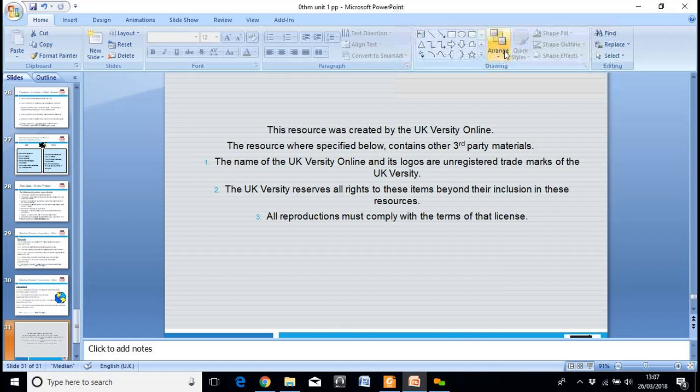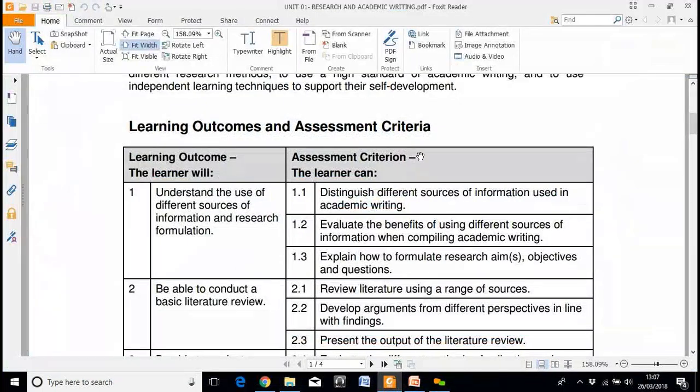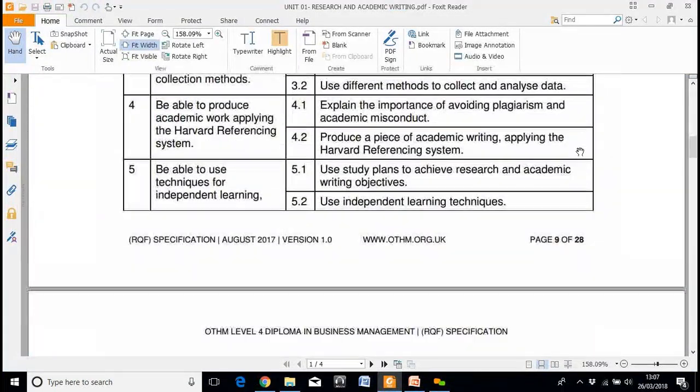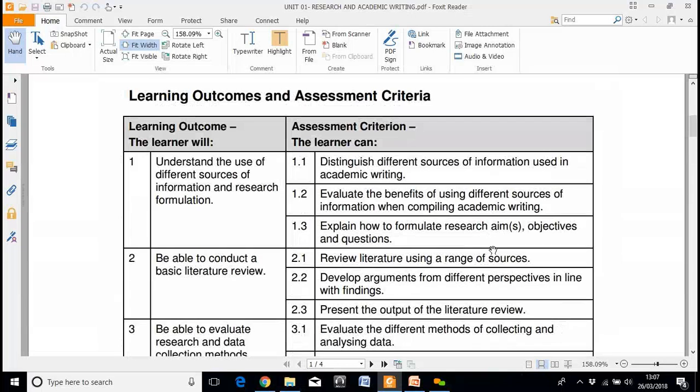Thank you. I'm just going to go quickly back now. So we'll look at learning outcome 1. Distinguish different sources of information used in academic writing. Evaluate the benefits of using different sources of information when compiling academic writing, and explain how to formulate research aims and objectives and questions.